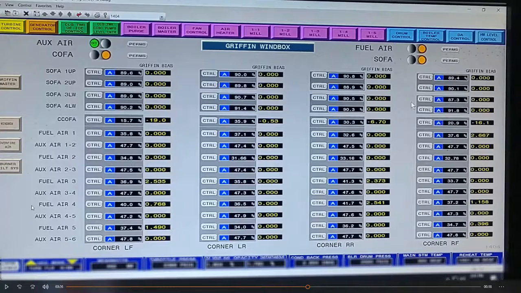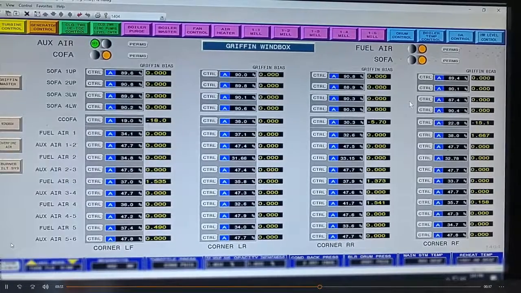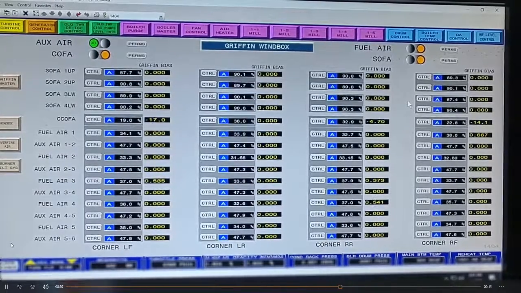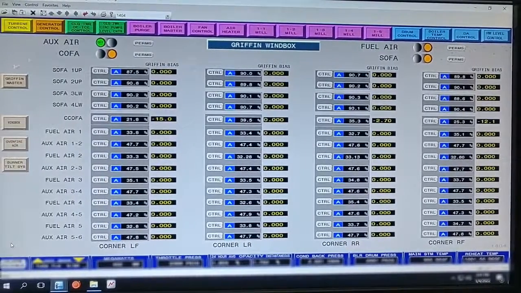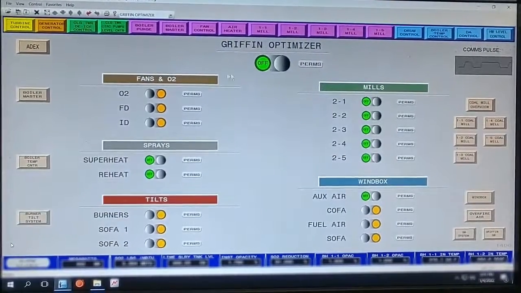We always like to develop these screens in conjunction with the operators and the DCS techs so that they're comfortable with what is going on in each of these screens. You can see that those biases are bleeding out here. Most of them have already reached zero, and then there's also that indication that those loops are off.